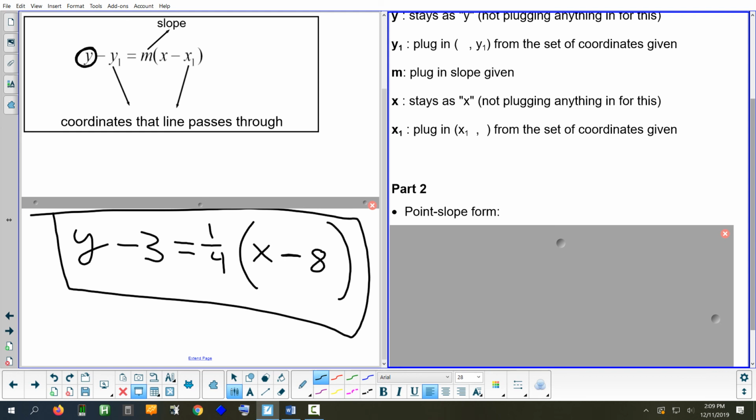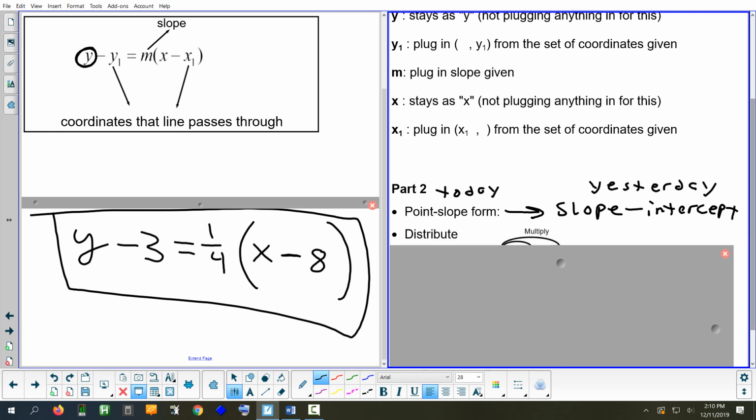Part 2 is changing your equation from point slope to slope intercept. We're just going to put an arrow. So it's changing from what we did today into the way we did it yesterday. It's just making it look like we did yesterday. First thing you have to do is distribute. There's 2 things you have to do. You have to distribute, and you guys already got that on your guided notes.